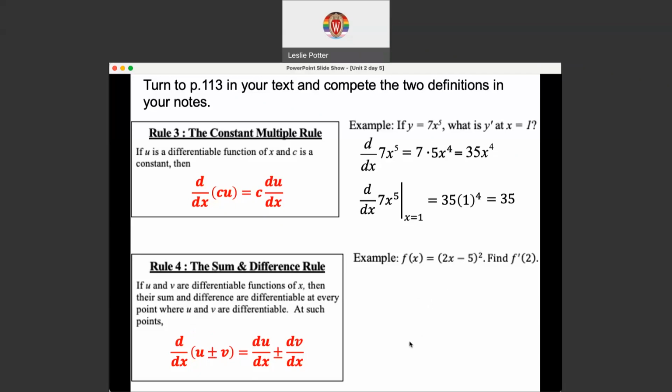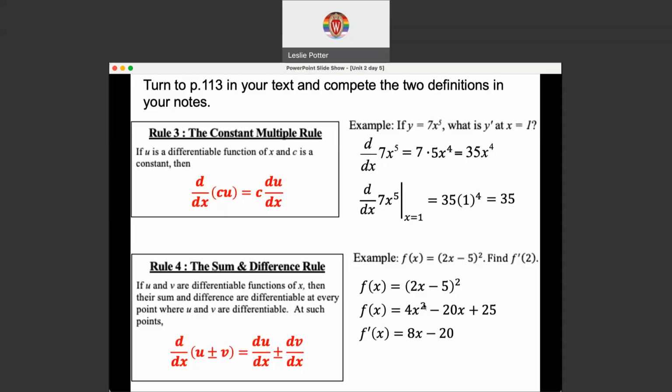Okay, if you're tuning back into the video, we're going to go through those steps now. So here's my function. I'm going to FOIL it, right? That means 2x minus 5 times 2x minus 5. So that's 4x squared minus 20x plus 25. And now I'm going to differentiate this. Notice I'm using different notation, and that's okay. We've got lots of notations to use. So I'm going to find f prime.